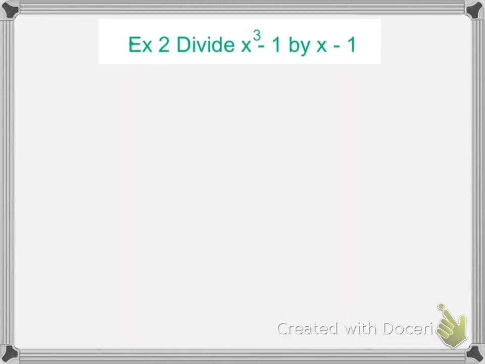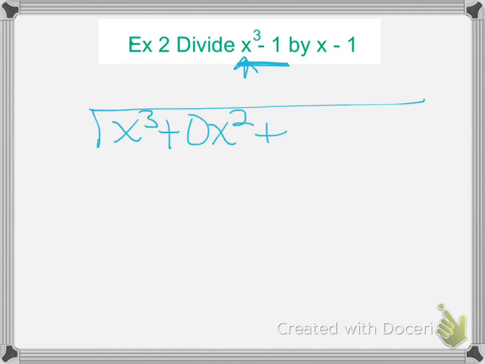Okay, so our next problem is to divide x cubed minus 1 by x minus 1. Now here's the problem with this. If we put this under the box as it's written, we're missing some terms. We can't be missing any terms. The highest power here is x to the third, and then it goes right straight to a constant. We're missing x squared and x. We have to put those terms in. So we are going to make this x to the third plus 0x squared plus 0x minus 1.